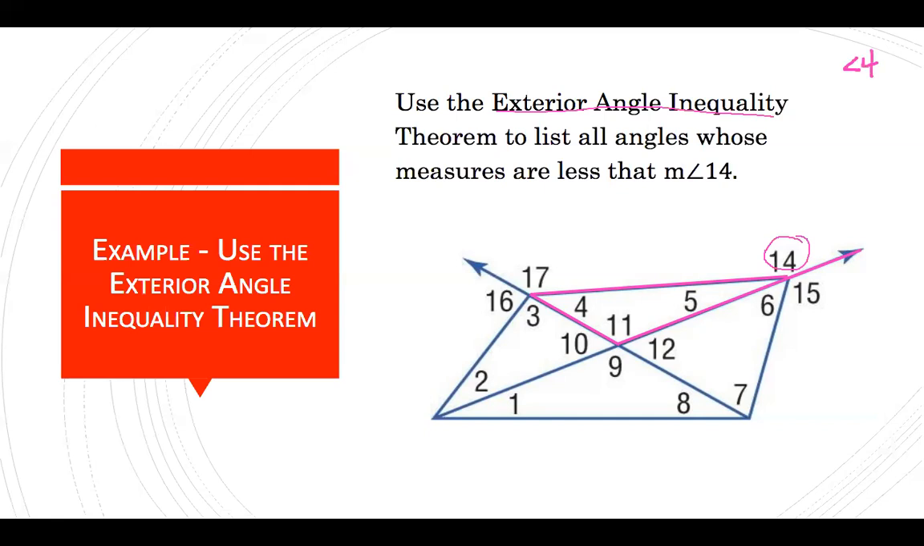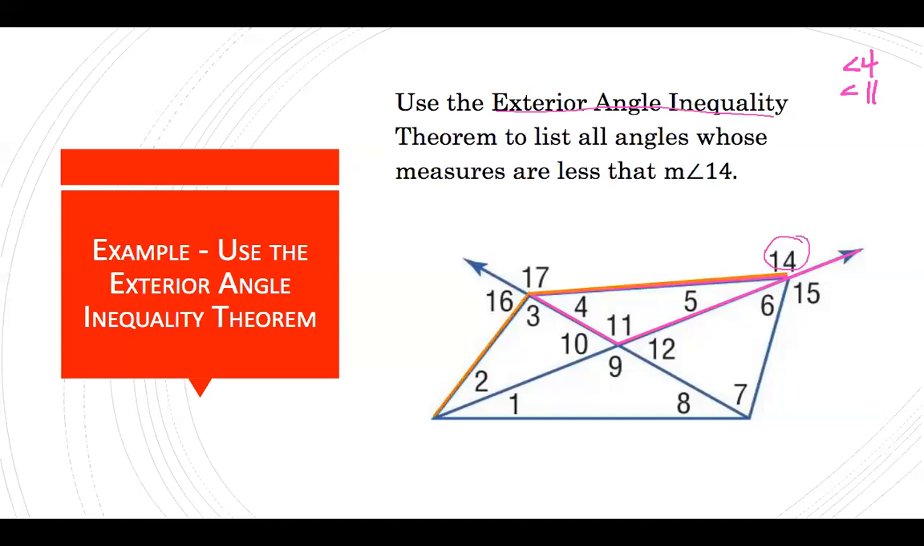There's one more. Angle 11. Angle 11, right? Because those are both the remote interior angles. So 4 and 11 are less than 14. Questions about that? Okay, now I then can say, oh, well, here's another triangle for 14.